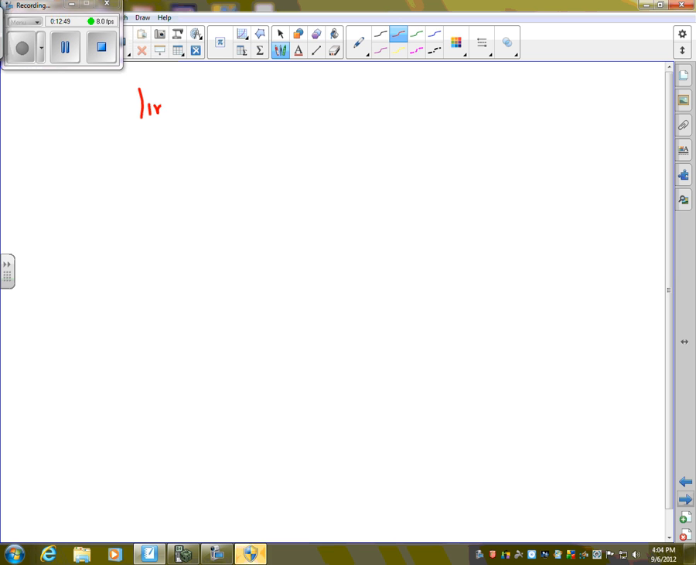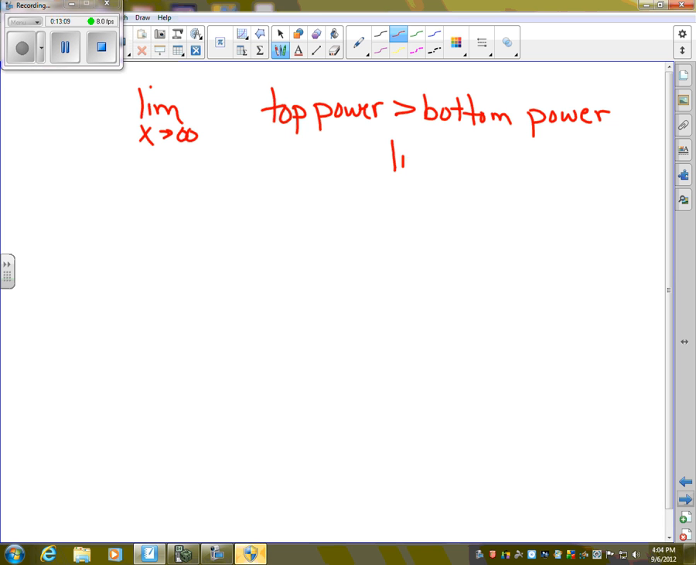If you're doing a limit, and this only applies as x approaches infinity, if the top power is bigger than the bottom power, so like you have an x to the 4th over an x cubed, or an x to the 5th over an x, what's going to happen is your limit as x approaches infinity will be infinity. Because your fraction has a whole lot bigger top than it does bottom. And think about just numerically what happens if your fraction has a bigger numerator than denominator. The answer is big.